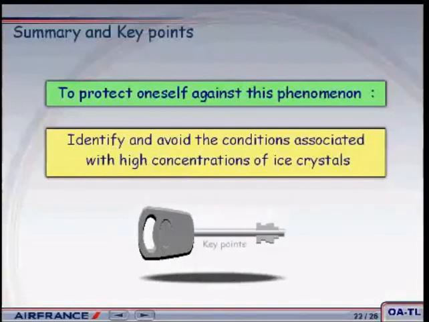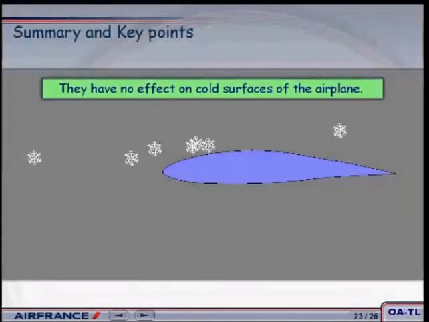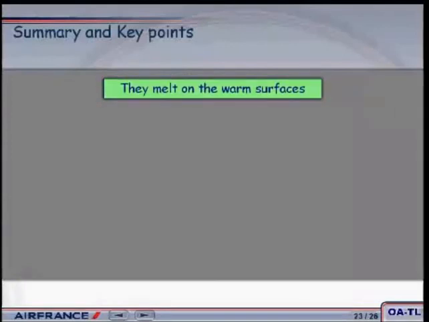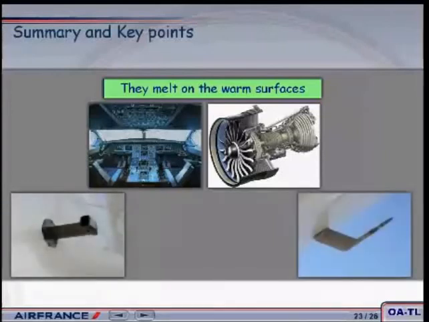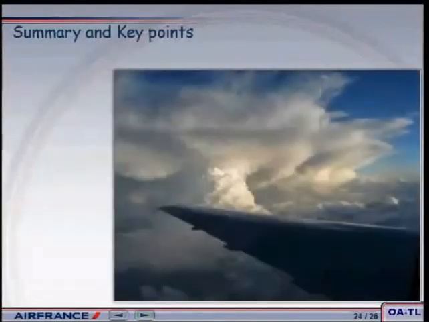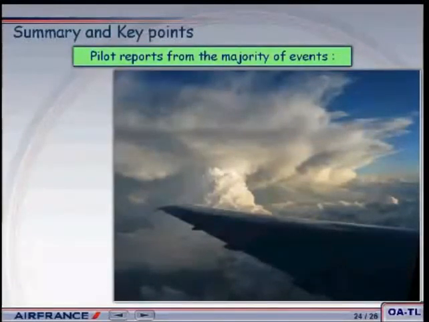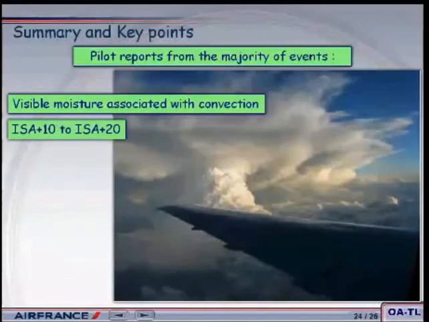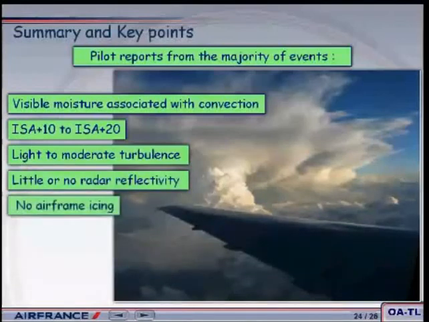Let's summarize what we have learned so far. Ice crystals have no effect on cold surfaces of the airplane. They melt on warm surfaces such as the windshield, engine components behind the fan, the TAT probe, and the pitot probes. In the majority of cases where these events have occurred, pilots reported the following conditions: flight at high altitude and visible moisture associated with convective clouds, ambient temperatures between ISA plus 10 and ISA plus 20 degrees Celsius, light to moderate turbulence, little or no radar returns, and no airframe icing.